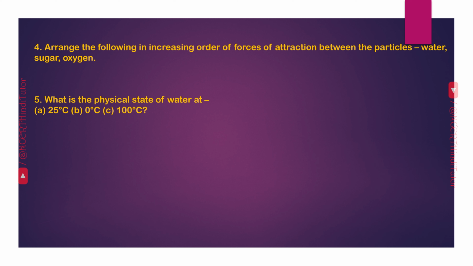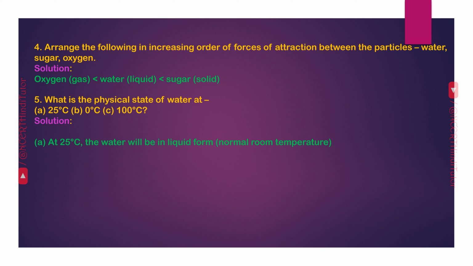Fourth, arrange the following in increasing order of forces of attraction between the particles: water, sugar, oxygen. Answer. Oxygen, that is gas, then water, that is liquid, then sugar, that is solid. Question 5. What is the physical state of water at A. 25 degrees Celsius? Answer. At 25 degrees Celsius, the water will be in liquid form, that is normal room temperature.